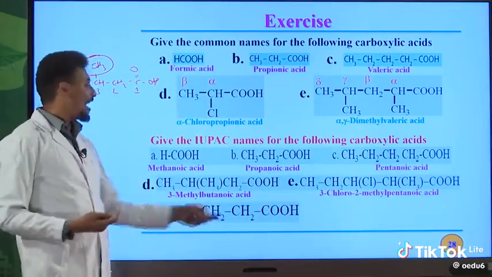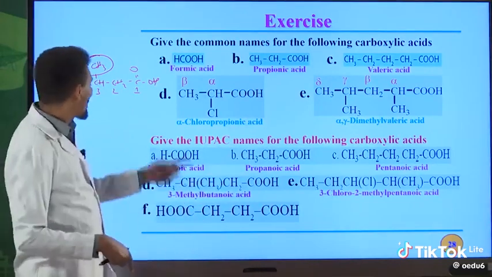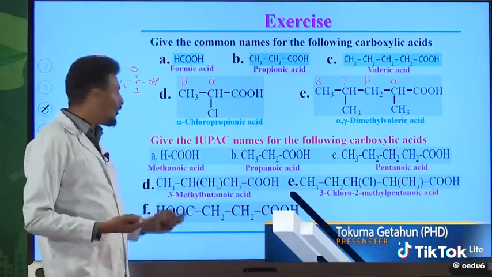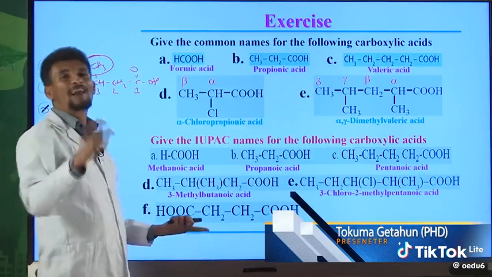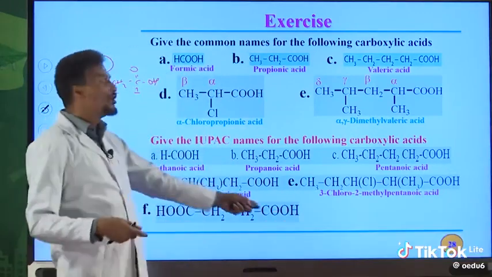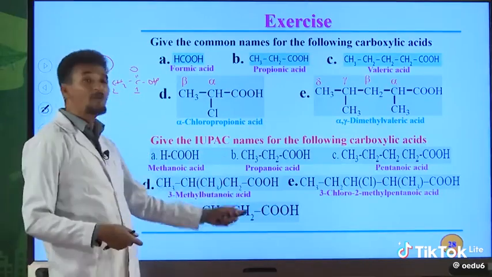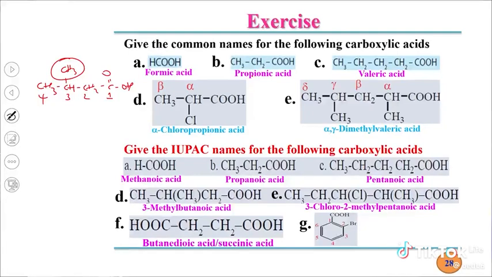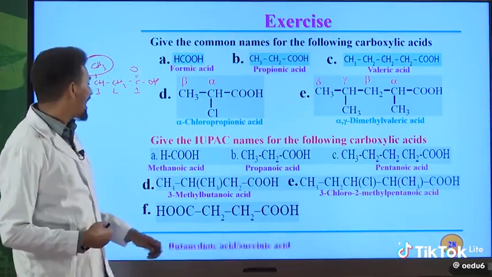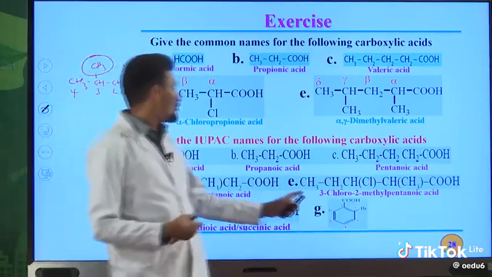Another one is a dicarboxylic acid. We have 2 carboxyl groups in this organic compound. So how can we write the IUPAC name for this compound? 1, 2, 3, 4. For butane, the E of an alkane must be replaced by dioic acid. Why? Because of the presence of 2 COOH groups in the molecule. Therefore, butanedioic acid is the IUPAC name of this compound. Succinic acid is the common name for this organic compound. Butanedioic acid is the IUPAC name.